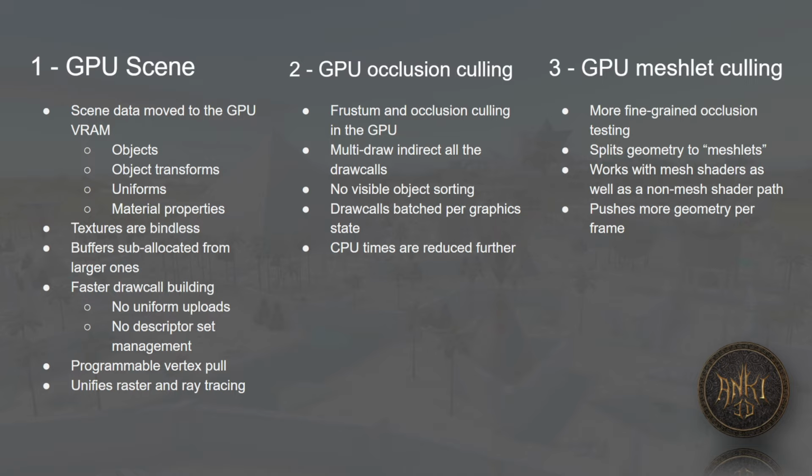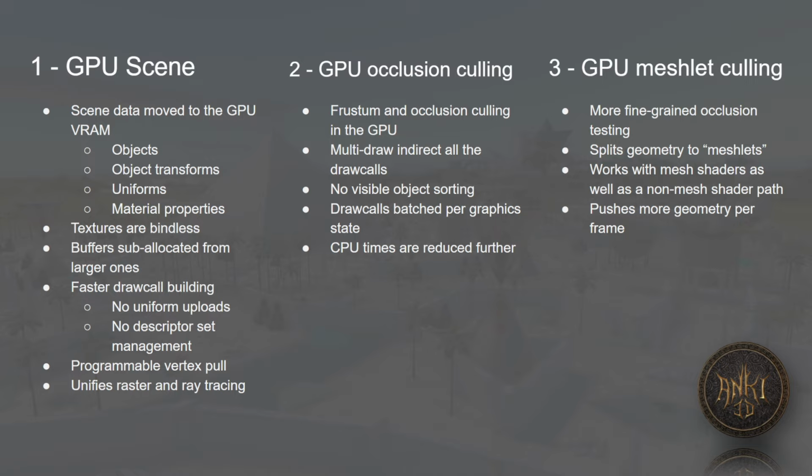And here are a few more details about the 3 parts. GPU scene mirrored part of the scene graph to GPU's VRAM. Things like objects themselves, object transforms, uniforms, material properties, etc. Textures become always available to the GPU as well, which means bindless, at least in our case. Buffers were consolidated into a few larger buffers.